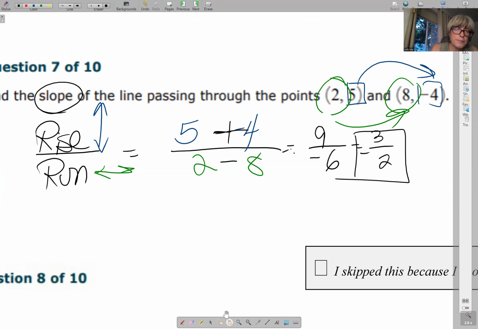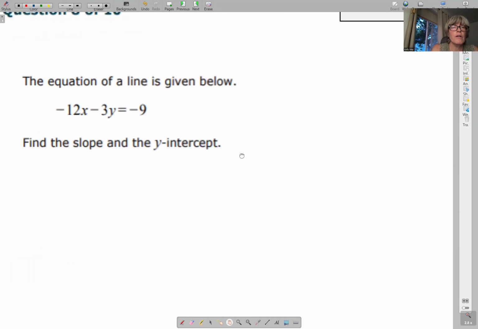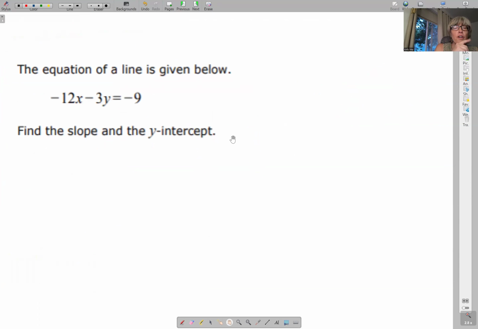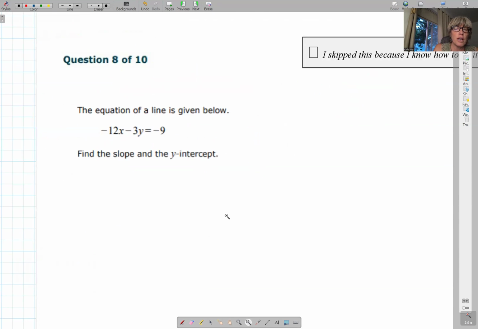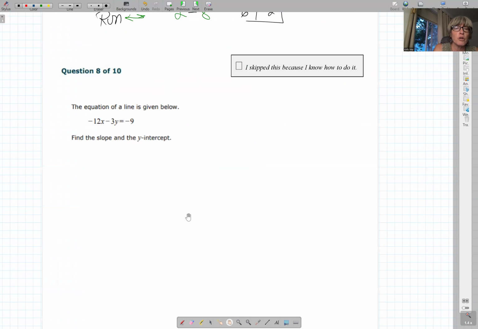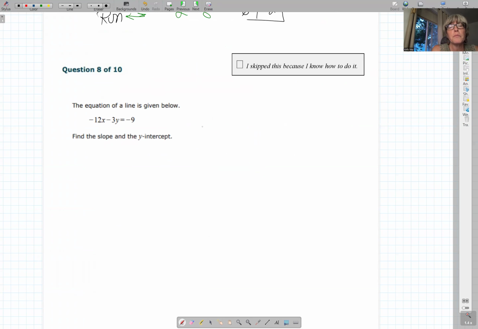The equation of the line is below. Find the slope and the y-intercept, and then you will be required to graph these. So negative 12x minus 3y equals negative 9. You want to get y by itself. So you work away from the y and you get closer and closer to the y.